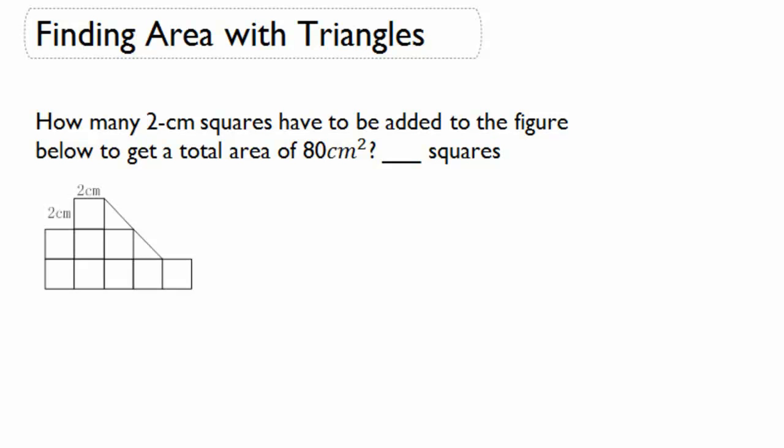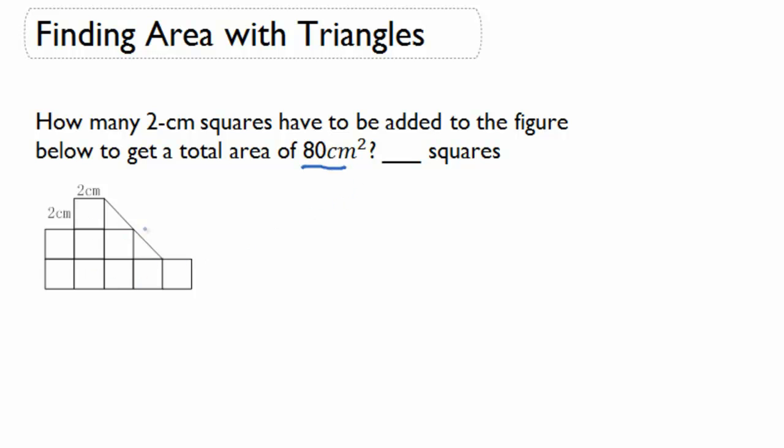Now let's talk about how to find area with triangles. The question here says, how many 2 centimeter squares have to be added to the figure below to get a total area of 80 centimeters squared? Alright, so first we're going to want to find out how much area we have already, and then we'll figure out how much area we would still need to get to our 80 centimeters squared.